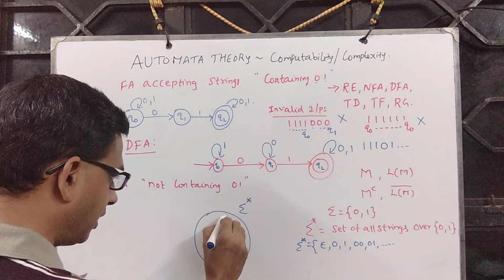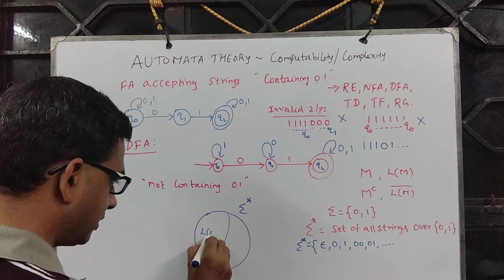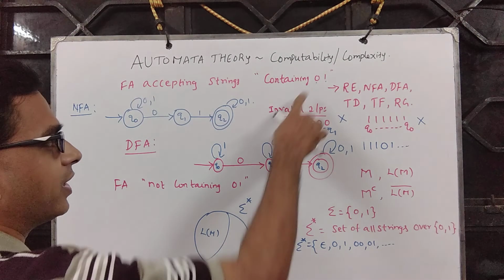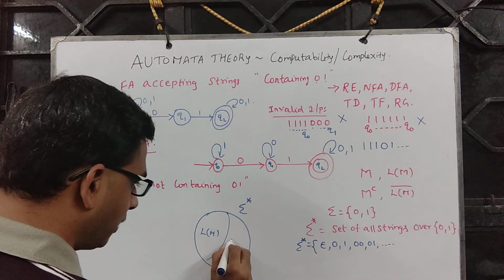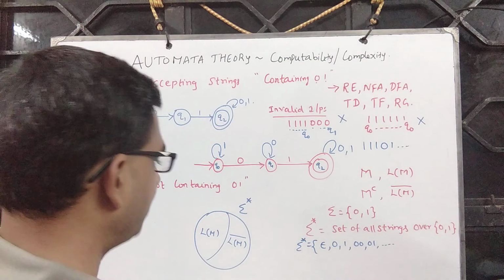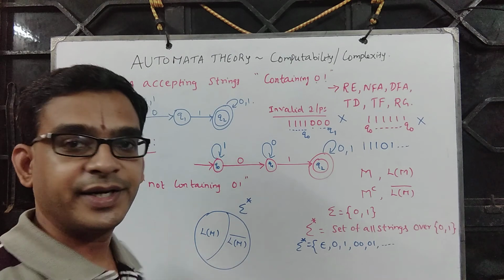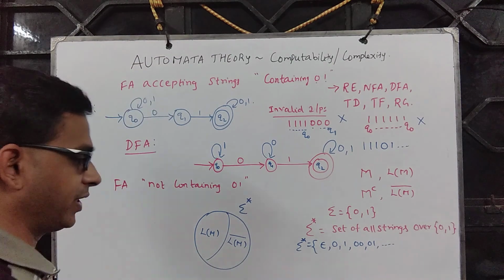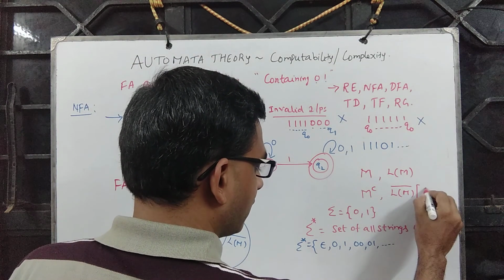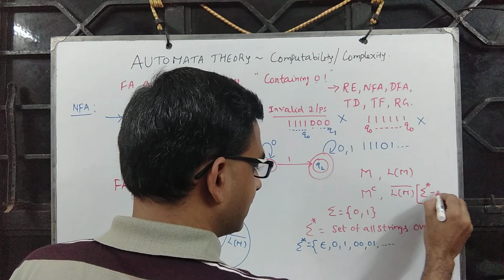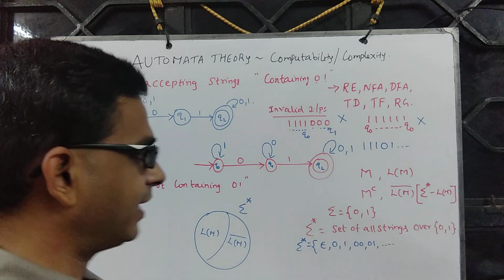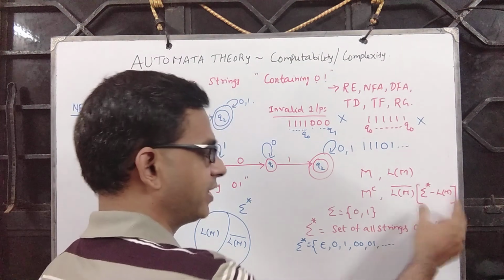In that, our L of M was this: the set of all strings over 0, 1 containing this. Now this part is L of M complement: the set of all strings over sigma not containing the substring 0, 1. Which means when we talk about L of M complement, what we ask for is sigma star minus L of M.